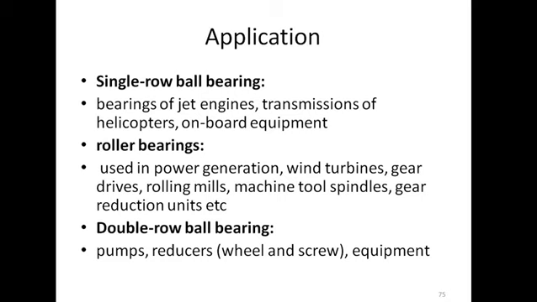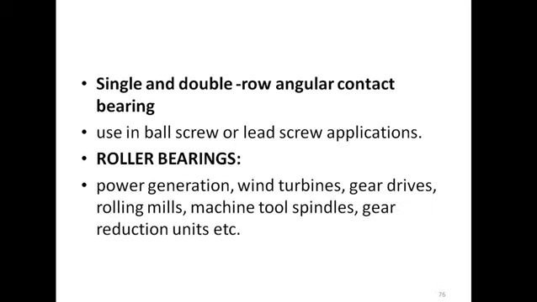Then double row ball bearings. Double row ball bearings we are using in pumps, reducers, equipment. Then single and double row angular contact bearing. We are using this in ball screw or lead screw application. Then roller bearings. We are using roller bearings in power generation, in wind turbines, in gear drives, in rolling mills, in machine tool spindle, in gear reduction unit.